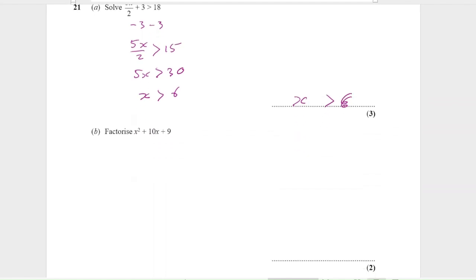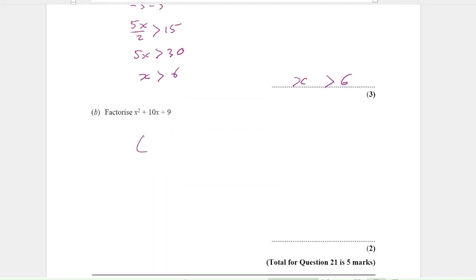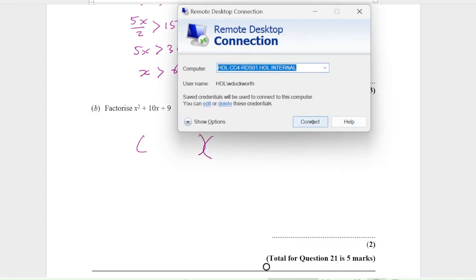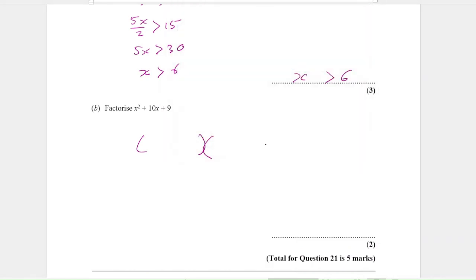And then the factorise, so it's going to go into 2 brackets. Both starting with x, and we're looking for 2 numbers that multiply together to make 9, and add together to make 10. So the only combination there has got to be 9 and 1. So x plus 9 and x plus 1.